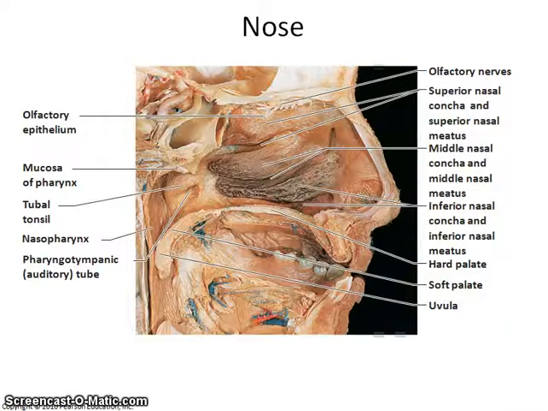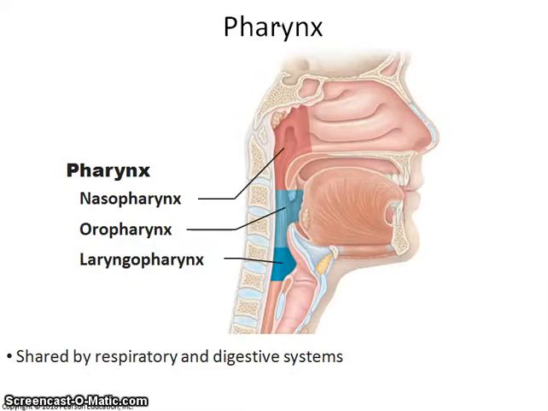So starting at the top, here is an actual human dissection of a nose, and you can take a look at this picture closer in the PowerPoints and identify the structures. The pharynx is separated into three parts: the nasopharynx, oropharynx. So remember that oro has to do with the mouth, so it's the closest part to your tongue in the back of your mouth. And then the laryngopharynx, which is the part that's closest to your larynx.